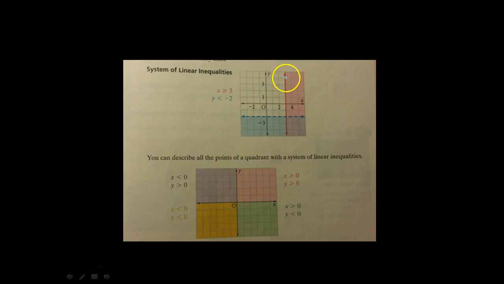So here we have a shaded region. This first inequality here is x is greater than or equal to 3. So here x equals 3. It's a solid line because it's an equal to. Now I pick a point. We tested 0, 0 yesterday. Is 0 greater than or equal to 3? 0 is not. So you can see this pink region here has been shaded in.